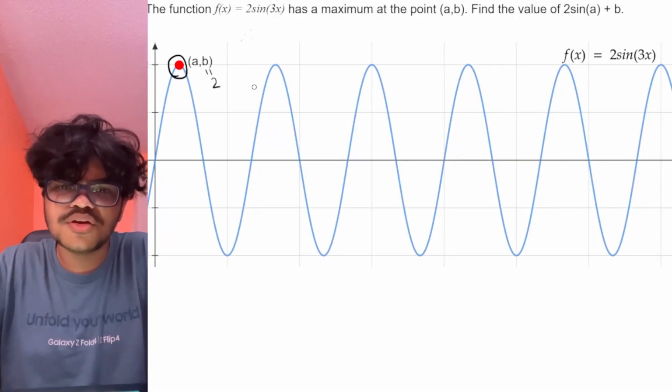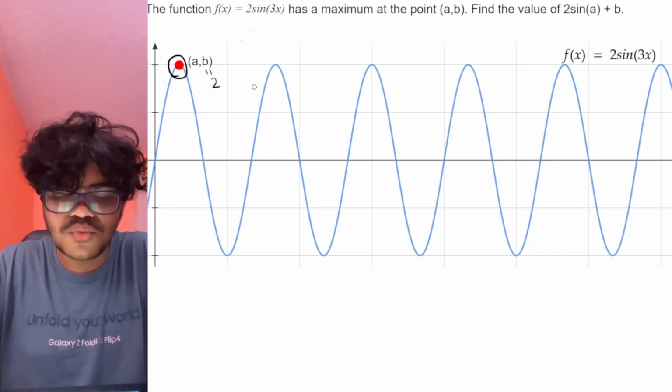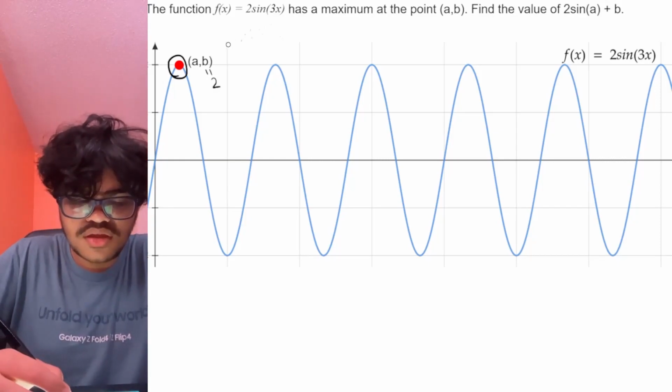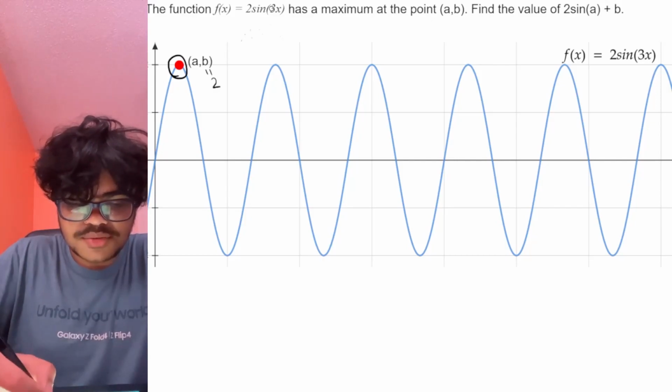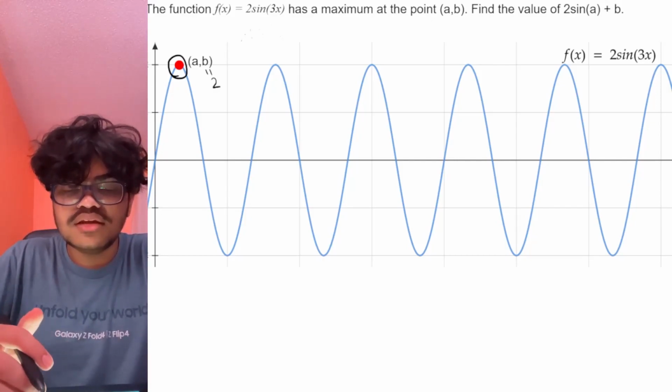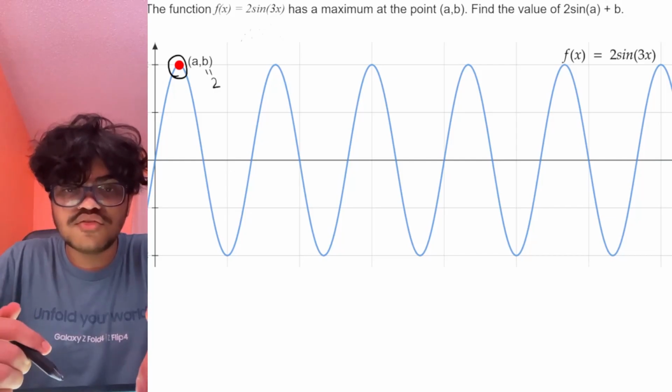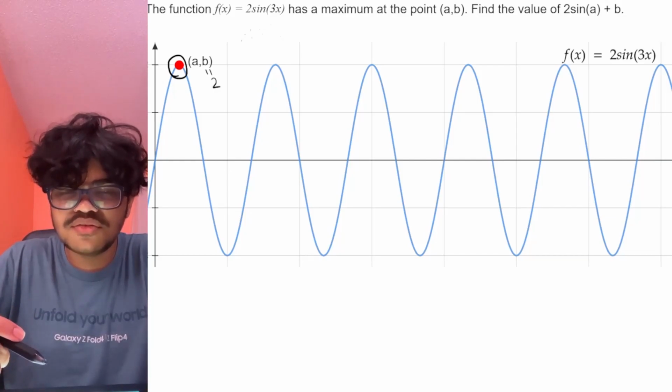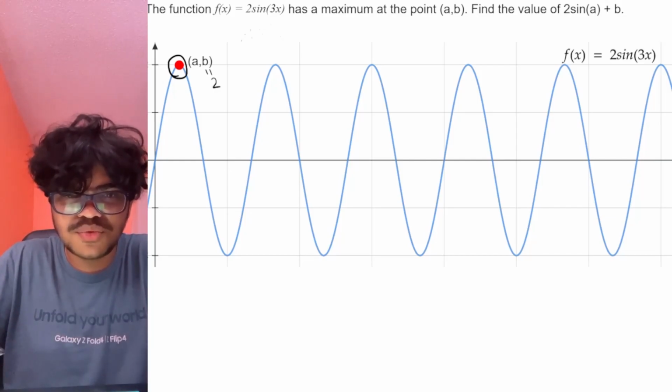Great, now that we have our b value, we can move on to finding our a value, which is a bit more difficult because we don't really have anything on the x-axis to tell us what a is. So we have to work out something in the equation. What we need is the period of the function divided by 4. Now, why do we have to find the period of the function and then divide it by 4? That's kind of weird, right?